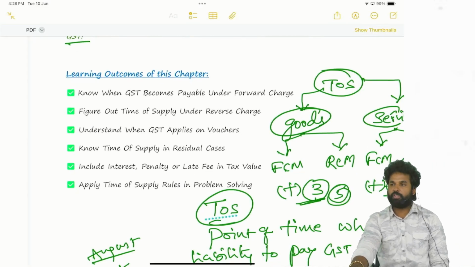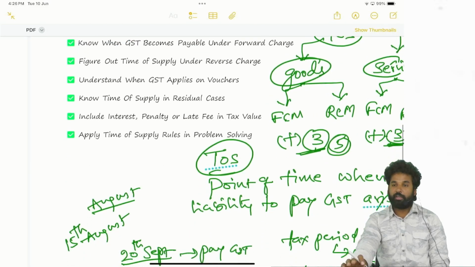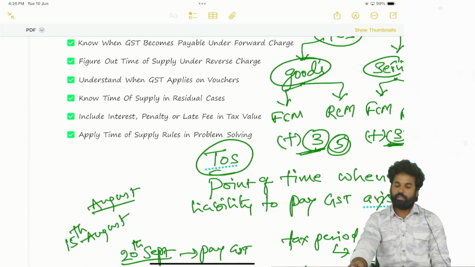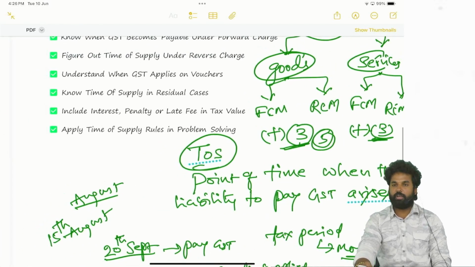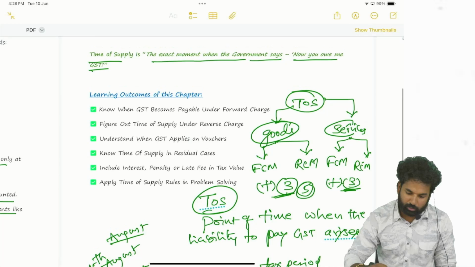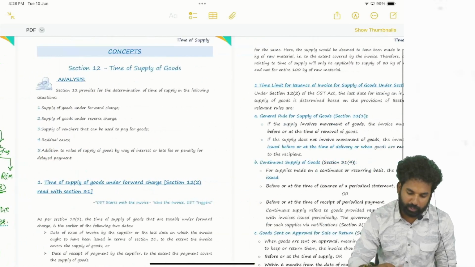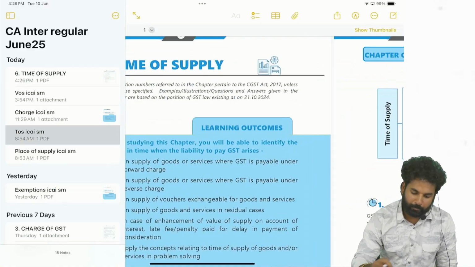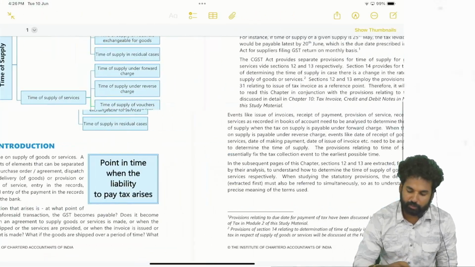Why are these provisions necessary? To determine the point of time when the GST liability arises. When the GST liability arises has to be fixed first. Okay, right. So now we will start with time of supply of goods and time of supply of services.